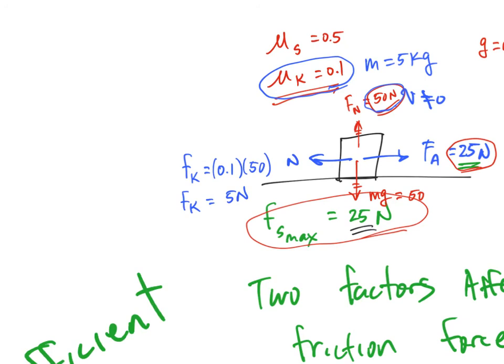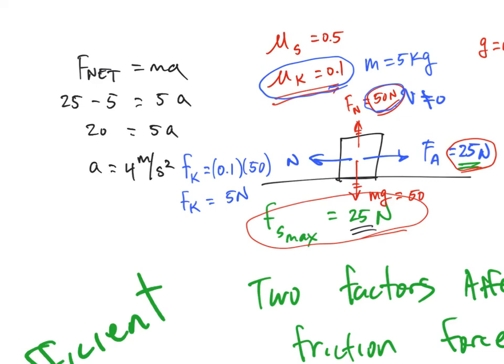So now we can see that this block will accelerate. Why? Because I've got an applied force of 25 newtons still, but now the backwards force is only 5 newtons. So I can go ahead and use my F net equals ma equation. The net force is going to be 25 minus 5. I always do bigger minus smaller. And that's equal to 5 times a. So 20 equals 5 times a. So a is going to be 4 meters per second squared.